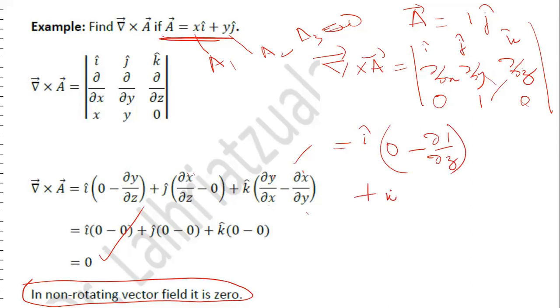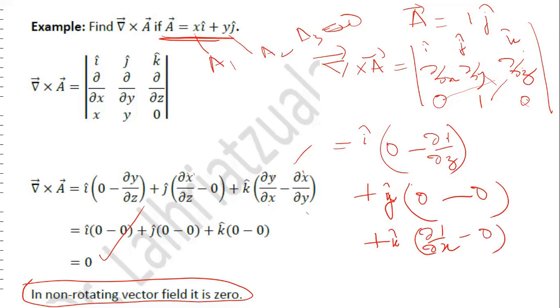plus j cap, coefficient will be j cap, this into this product is 0, del upon del x into 0 is 0, plus k cap, coefficient will be del 1 upon del x minus 0. So this is constant. Differentiation of 1 with respect to z is 0. Differentiation of 1 with respect to x is also 0. So all the terms will be 0.